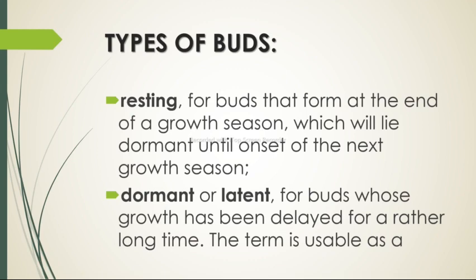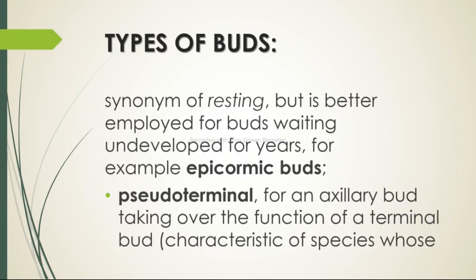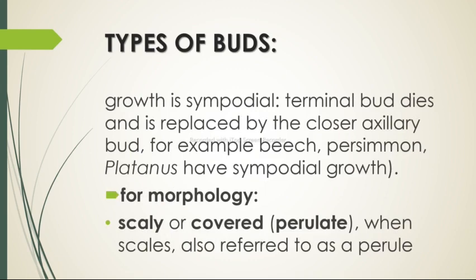For buds whose growth has been delayed for a rather long time, the term is usable as a synonym for resting, but is better employed for buds waiting undeveloped for years, for example the epicormic buds. Next is the pseudo-terminal, for an axillary bud taking over the function of a terminal bud, the characteristic of species whose growth is sympodial; the terminal bud dies and is replaced by the closest axillary bud, for example, beech, persimmon, and plantanus have the sympodial growth.